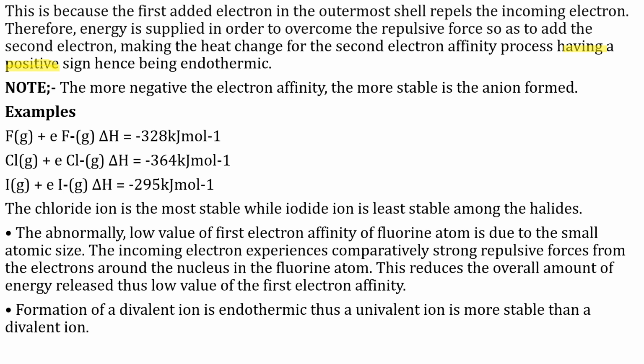And we looked at examples for group 7. We are saying that the chloride ion is the most stable ion, while the iodide ion is the least stable among the halides. And why is that the case? The abnormally low value of electron affinity of the fluorine atom. Now, this is a common question. Why does the fluorine atom have an abnormally low value of electron affinity? It's a very common question.